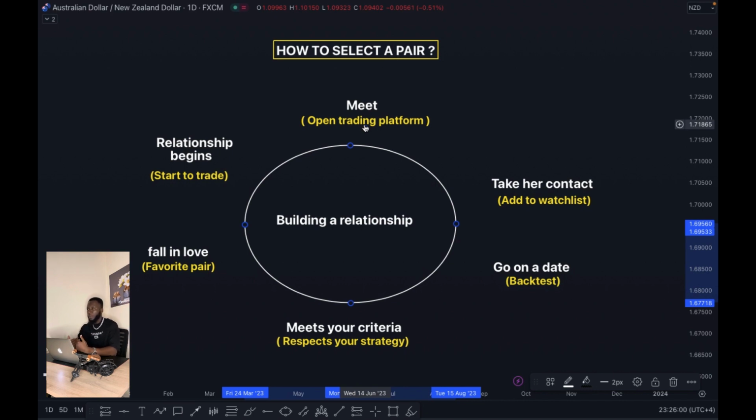In my opinion, it's not really solid. It's only solid once you get to establish a relationship with a pair. So this is my opinion, and this is what I believe should be the process of selecting a pair. So now let's answer the question: how many pairs should you trade?